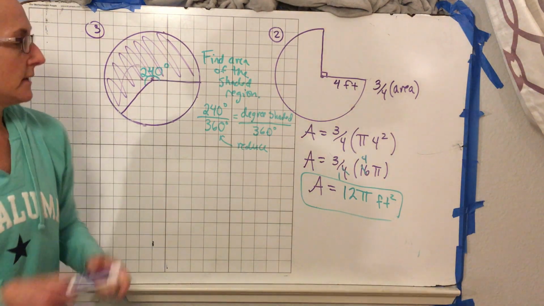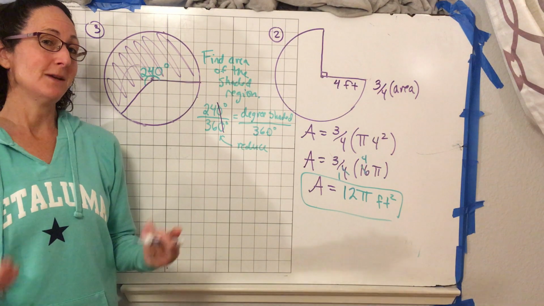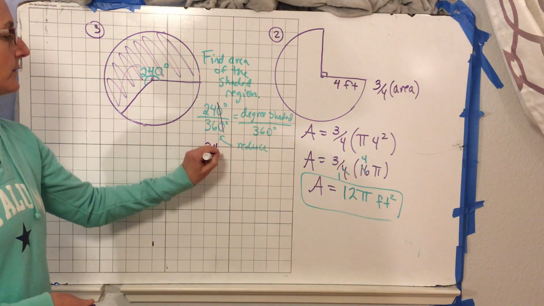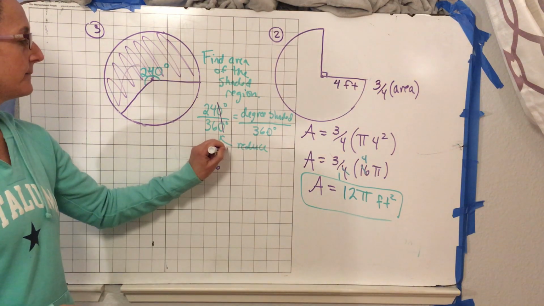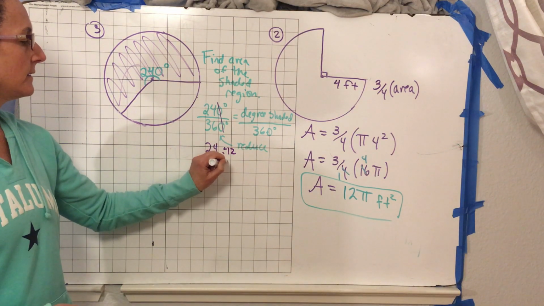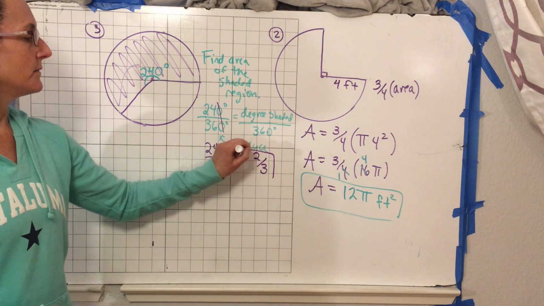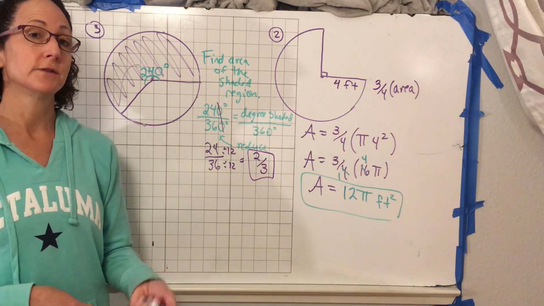So when you have zeros on the top and the bottom, you can divide by 10 and those zeros go away. So then you're left with 24 over 36, but that is still reducible. You can divide both of those by 12, and that gives you 2/3. So now we know that this represents 2/3 of the circle.